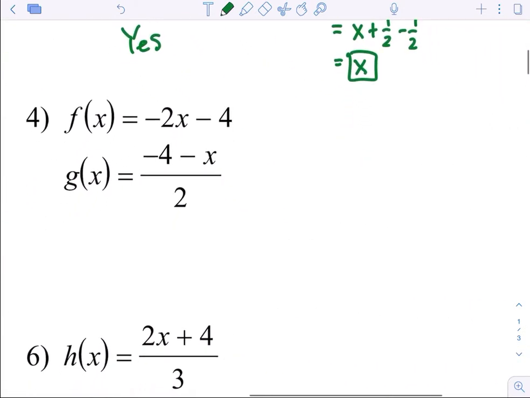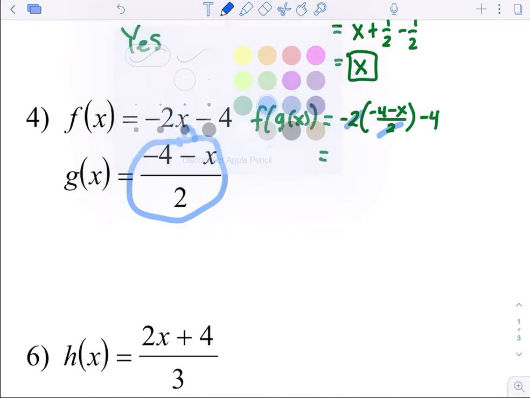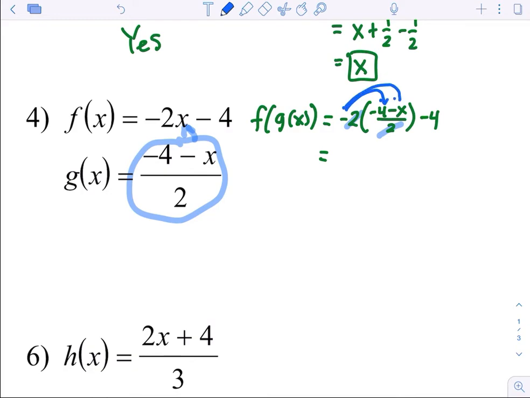Number 4. Let's do f of g of x. I'm going to substitute all of g of x in for that x. So -2 in parentheses -4 minus x all over 2 minus 4. So these 2's are going to cancel, but there's still a negative sign out there. So distribute that negative sign to both of these. So -1 times -4 is 4. -1 times -x is x minus 4. And that's going to give us x.